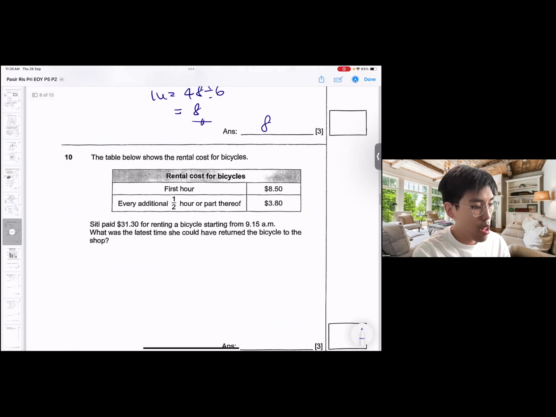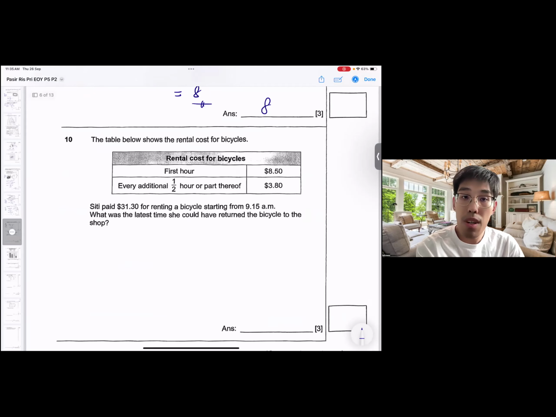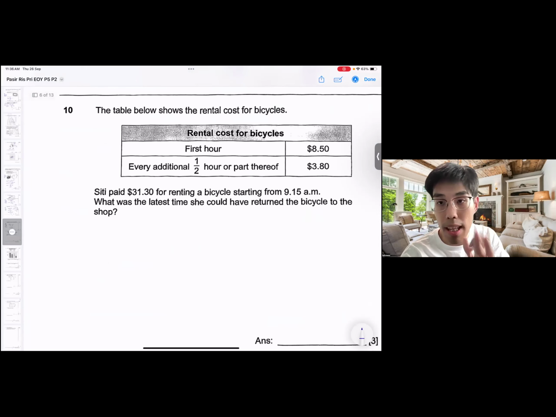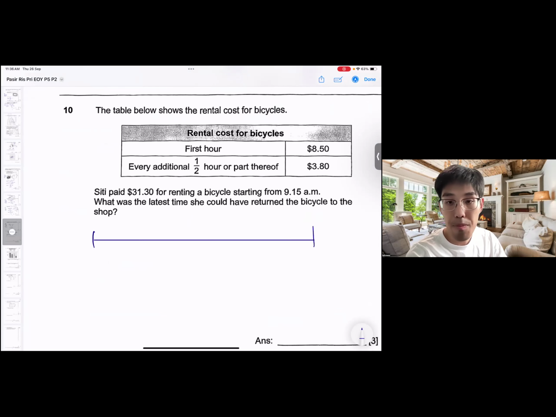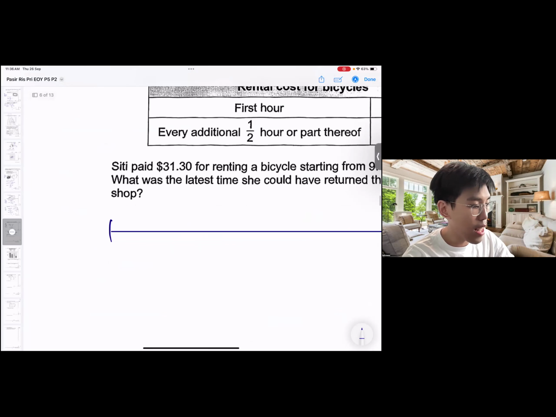Okay, moving on. Question 10. First hour $8.50. Every additional half an hour $3.80. Cindy paid $31.30 for renting a bicycle from 9:15 a.m. What is the latest time she could have returned the bicycle to the shop? Okay, for this kind of question, very common. The most straightforward and most efficient way is to draw a timeline. Must draw a timeline. Then it looks like that. Then you go and mark out the timings and all these things. You do it here. Okay, at first it starts at 9:15.